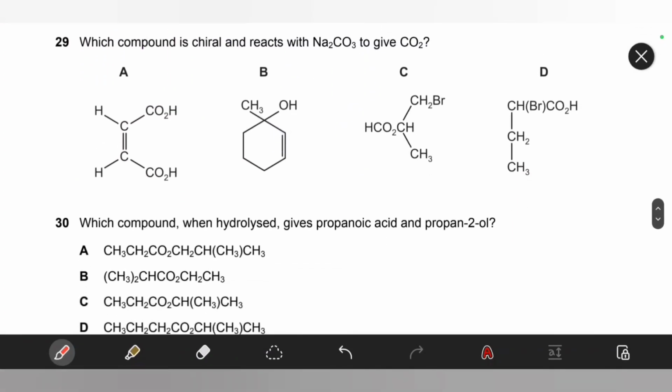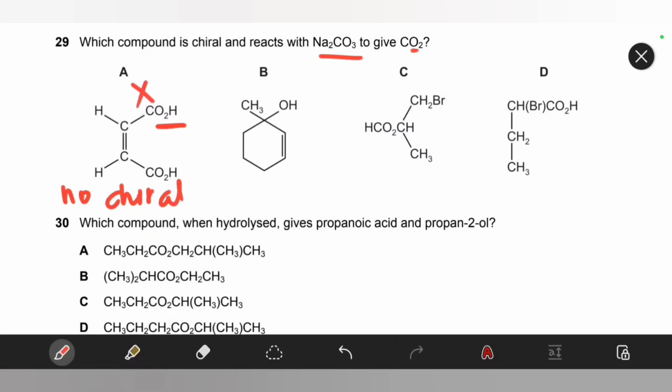Which compound is chiral and reacts with sodium carbonate to give carbon dioxide? So it must be carboxylic acid. It must be having carboxylic acid to react with sodium carbonate. So let's see here. This is a carboxylic acid. Does this have chiral carbon? No, no chiral.